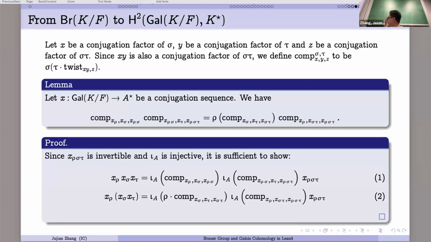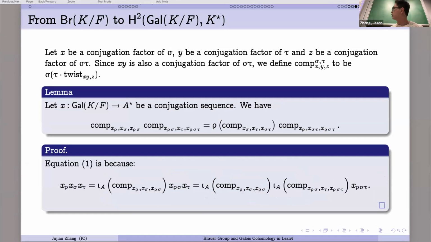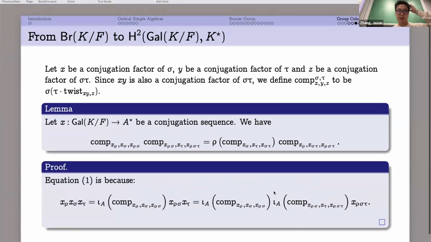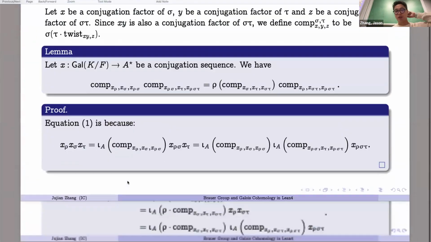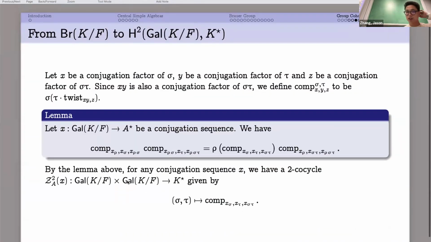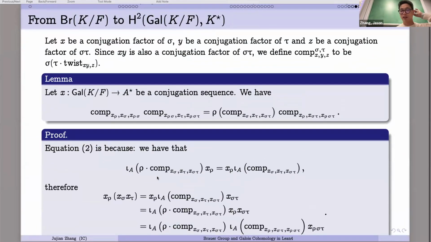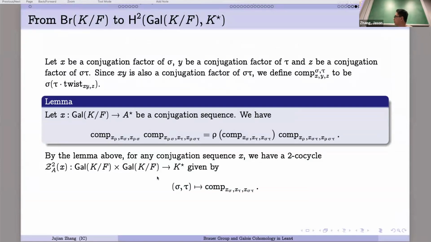And this equation holds because, since everything is invertible and iota is injective, we just need to prove these two equalities. And because the left-hand side is true by associativity, then we can just cancel this and cancel the iota. And equation 1 is true because of the combination of equations in this slide. And equation 2 is also true because of some combinations of the equations in that slide. So yeah, it's just some miracle, I guess.